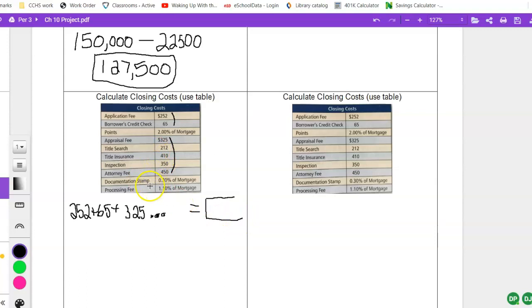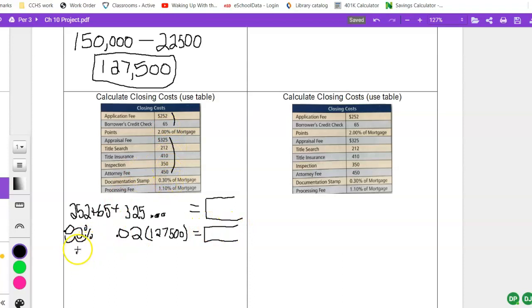Okay, but we're not done with closing costs. You're then going to have to go through and do your percentages. First one is 2%. 2%, remember, again, move that decimal point twice, once, twice. Decimal point, add in my 0, so 0.02 of my mortgage. My mortgage we just calculated in the previous, so this would be times that 127,500. This is going to get me another closing cost here. Okay, and then you keep going.